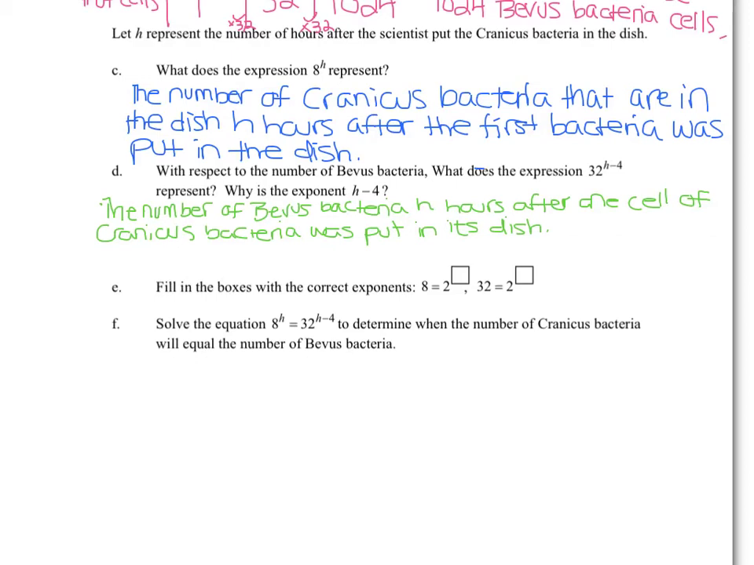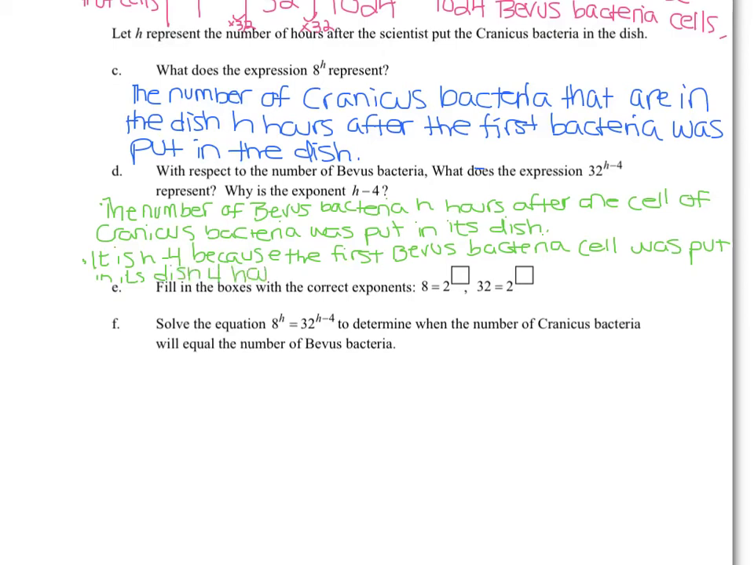So why is the exponent H minus 4? It is H minus 4 because the first Bevis bacteria cell was put in its dish 4 hours after the first Cranicus bacteria cell was put in. So this explains the answers to C and D of what the expressions we're going to be using and why.